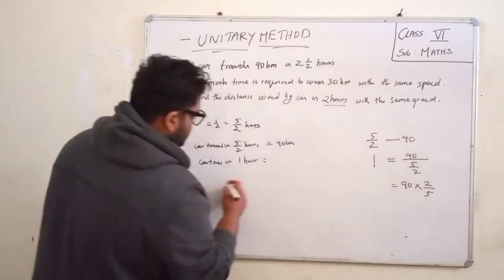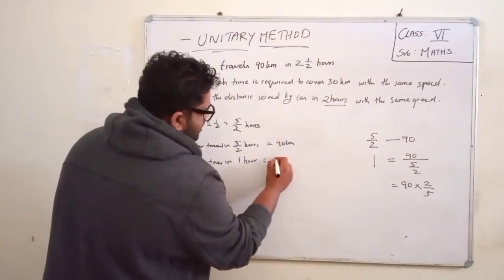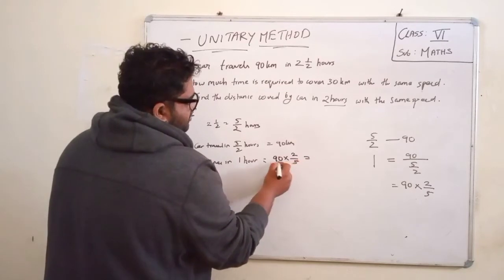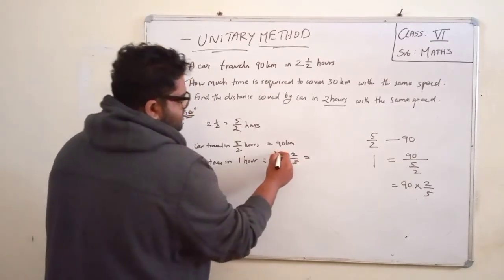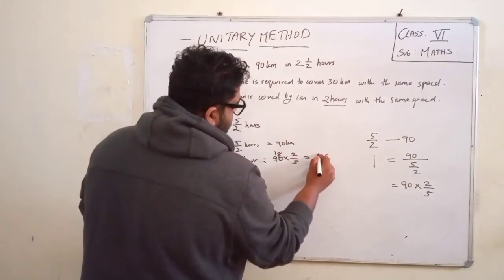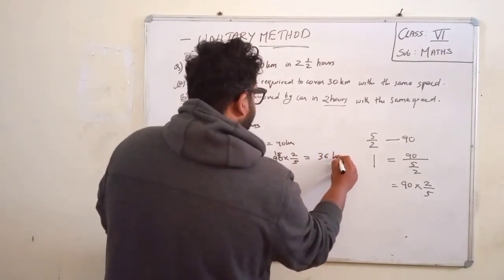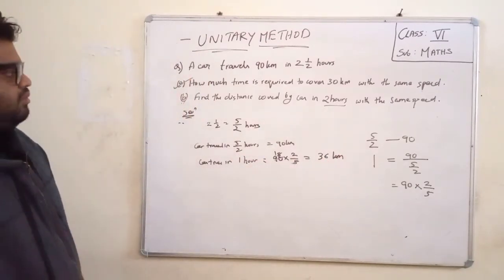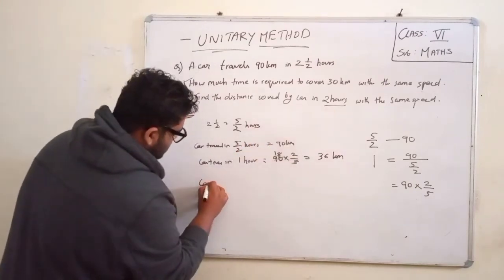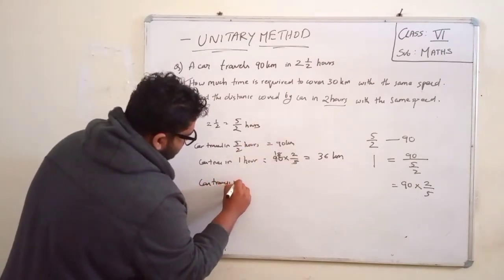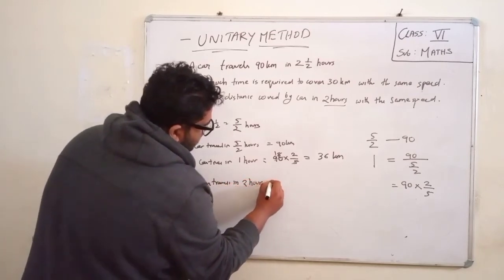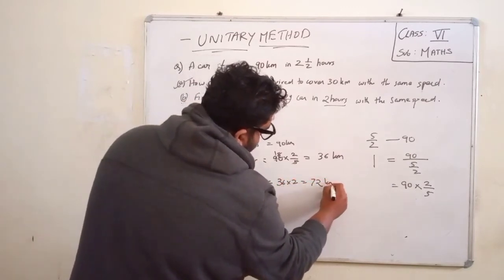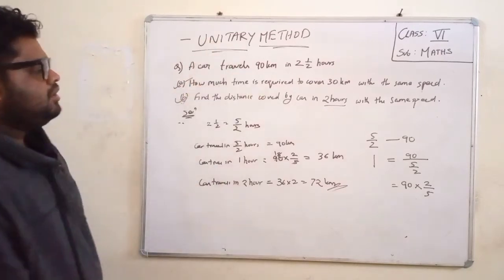Now we have to write this here. Therefore, in 1 hour, 90 into 2/5 is equal to, 5 ones are 5, 5 nines are 45, 5 eights are 40. That is 36 kilometers. In 1 hour, the car travels 36 kilometers. We have to find in 2 hours. So the car travels in 2 hours 36 into 2, which is equal to 72 kilometers. Hence, this one is solved.